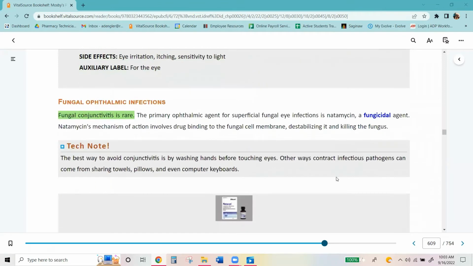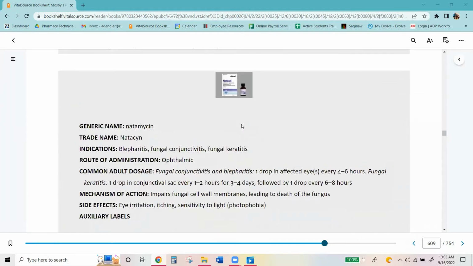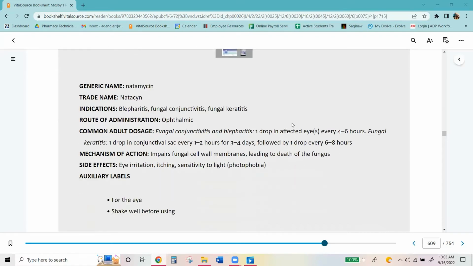Fungal conjunctivitis is rare. The primary ophthalmic agent for superficial fungal eye infections is natamycin, a fungicidal agent. And that's what I just talked about up here. And again here, natamycin is indicated for blepharitis, fungal conjunctivitis, and fungal keratitis.